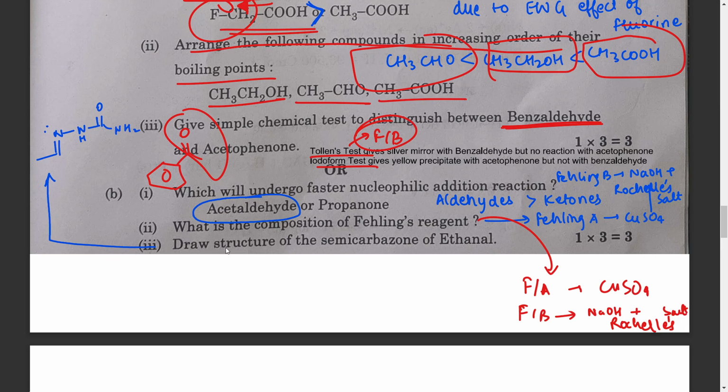Draw the structure of the semicarbazone of ethanal. So the semicarbazone is formed using this compound. Let me just write it right here, and this reacts with ethanal. And then again, the classical imine formation, and you get this.